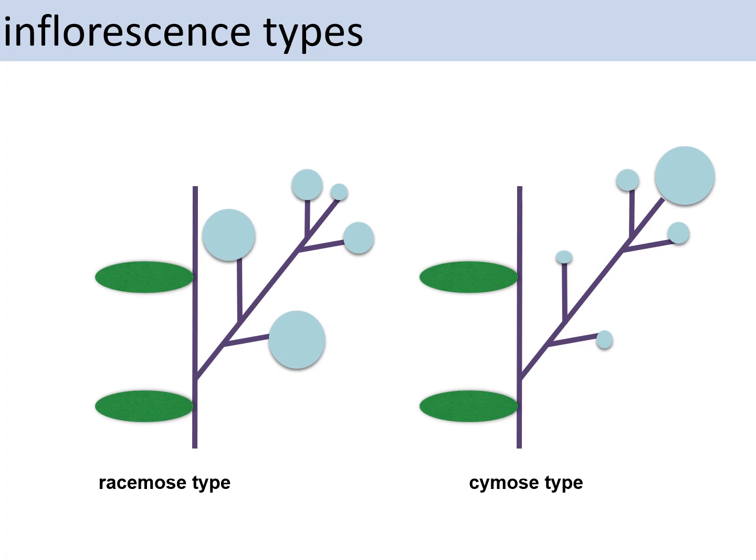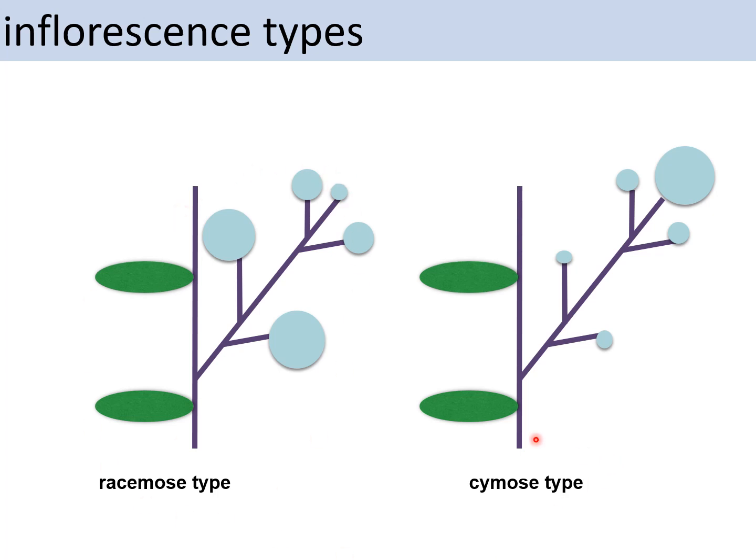So how do we know which one is racemose and which one is cymose type? Can you get it from this picture or from this diagram? The racemose type is the flower that is arranged in an acropetal manner, which means that the older flowers are present at the base. The bigger one is the older one. The older flowers are at the base, while the younger are present toward the top. This is the younger. This is the racemose type.